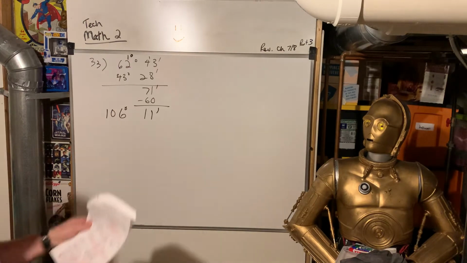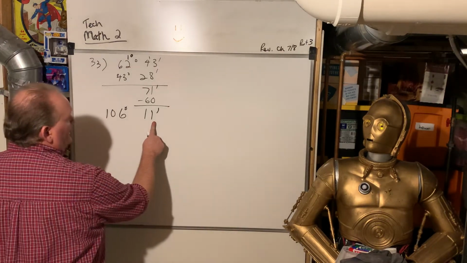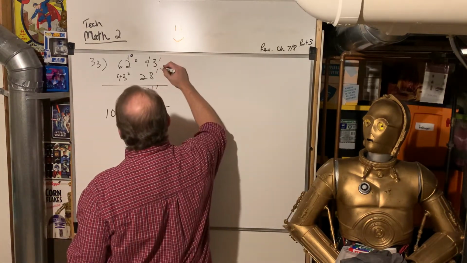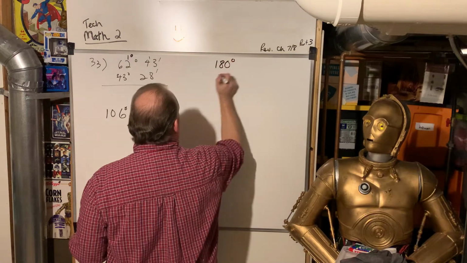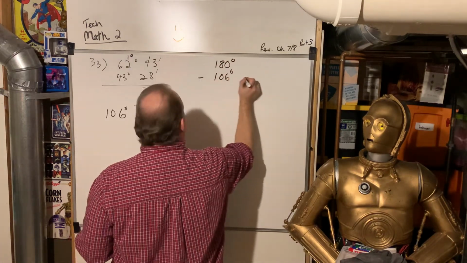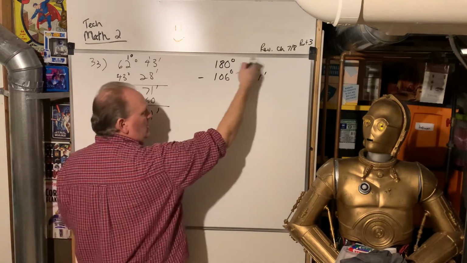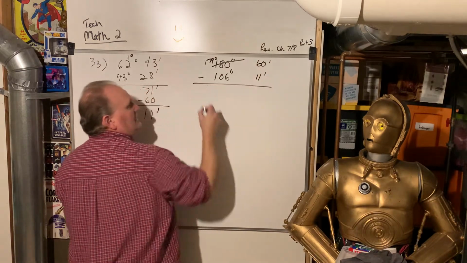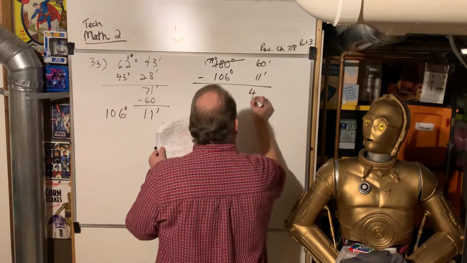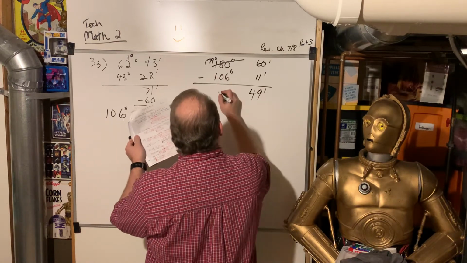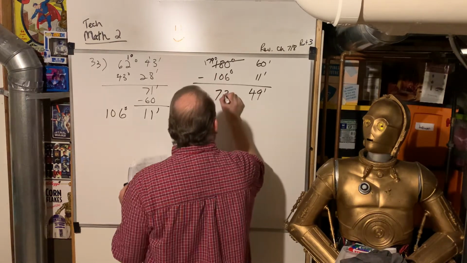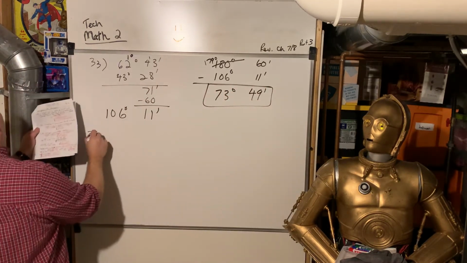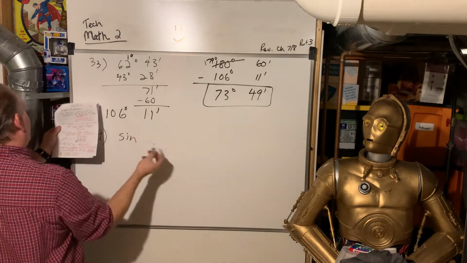Okay, I see. I got 106 degrees, 11 minutes, but now they want to know, those are two angles of a triangle, so what's the third angle? So 180 degrees minus that. But we can't do it like that, so we have to borrow one off. So this is 179 degrees, 60 minutes. And now that's our answer, 49 minutes, and 73 degrees. 73 degrees, 49 minutes.